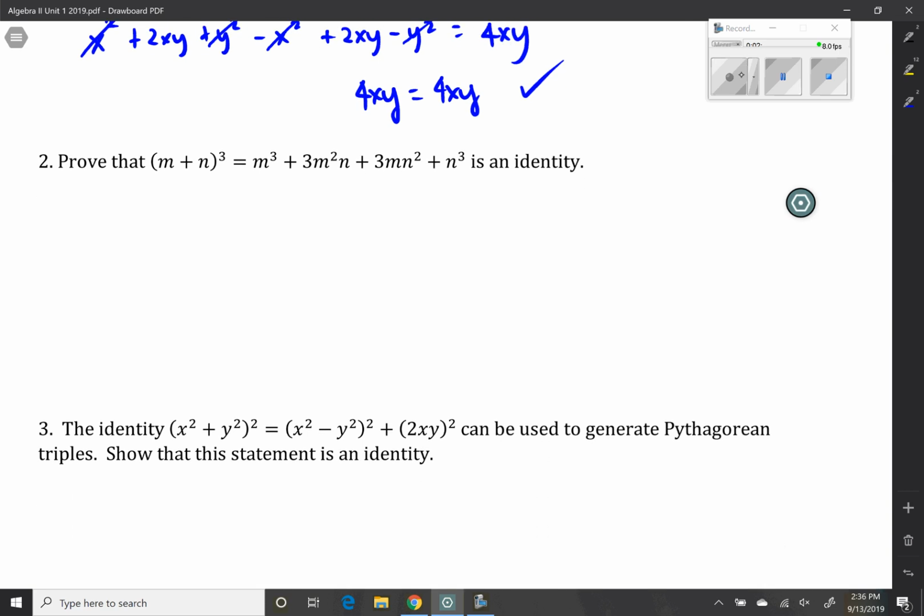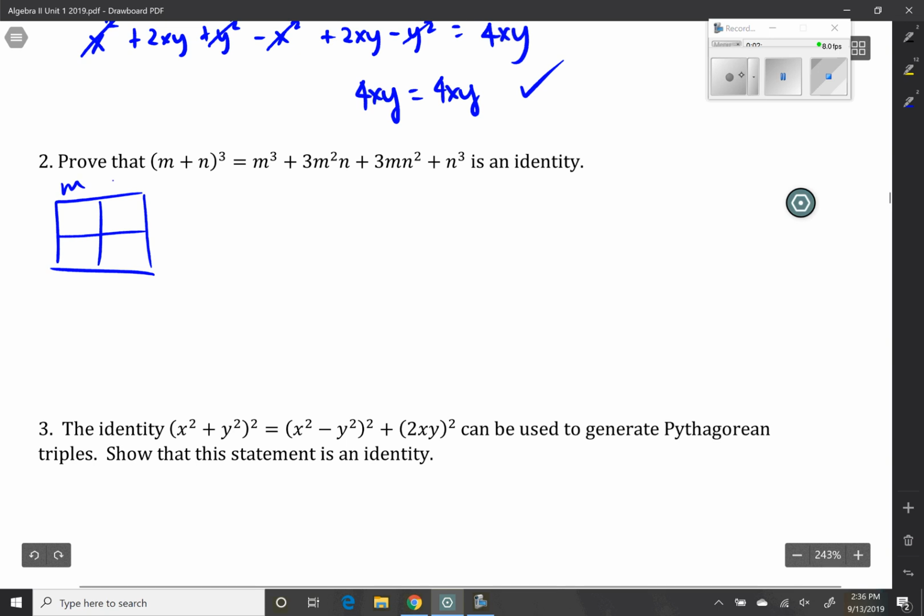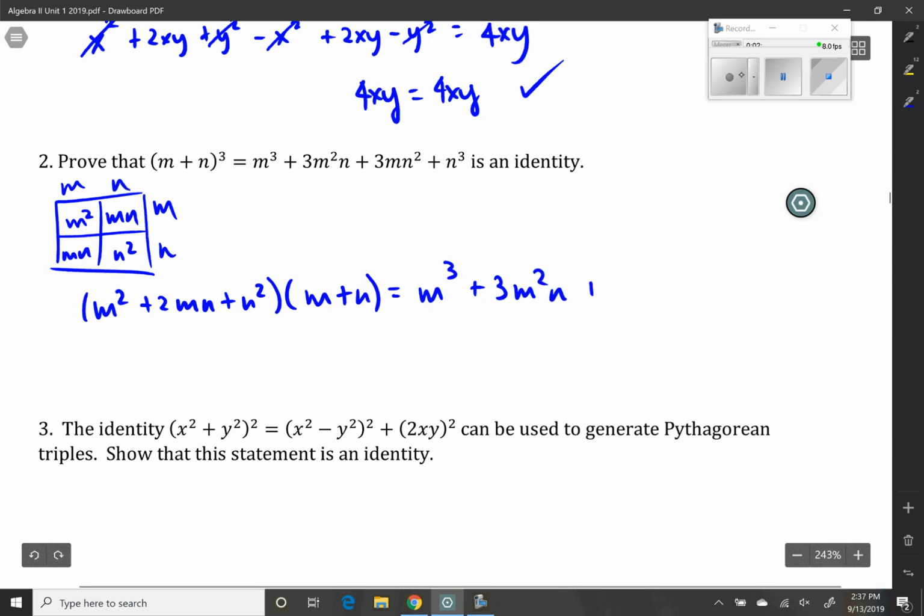All right, let's try another one here. We want to show that this is an identity. So anything cubed is going to be that term times itself 3 times. We want to do the first two first. So I want to take m plus n and multiply it by m plus n. So I'm going to have m squared, mn, mn, n squared. So we wind up having m squared plus 2mn plus n squared times m plus n, and I want to see that it's equal to m cubed plus 3m squared n plus 3mn squared plus n cubed.